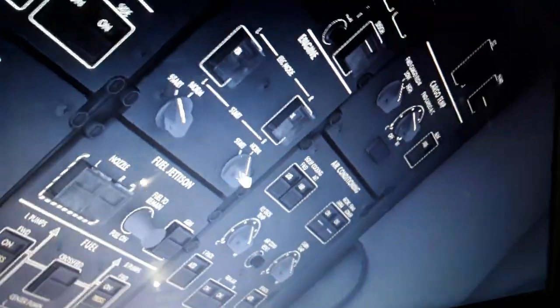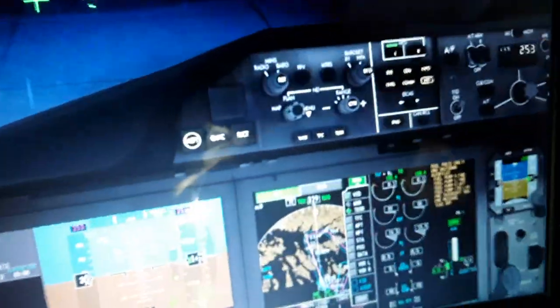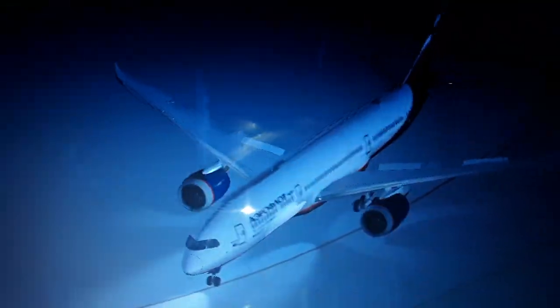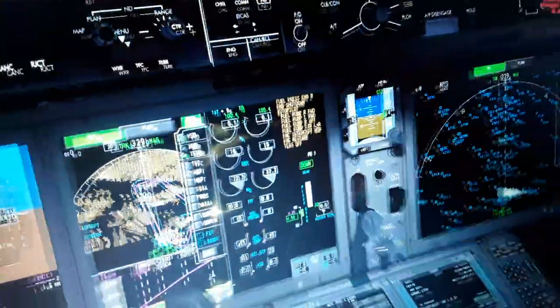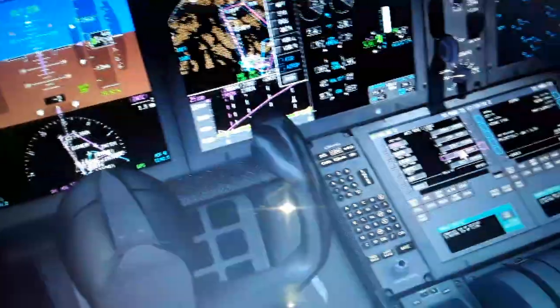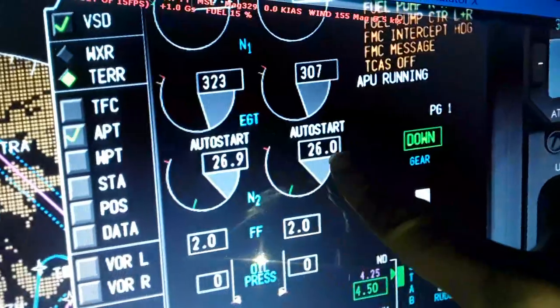We need to come over here now in the overhead panel very quickly and start both auto start, left and right. So you can see the auto start has kicked in right now. You can see the N2 is increasing above 20%. You will see here both engines have only pressurizer right now. We can let the fuel flow here, the fuel control on like this, and you see the auto start is kicking in, both left and right engine.